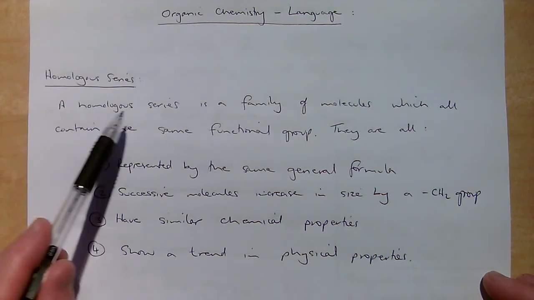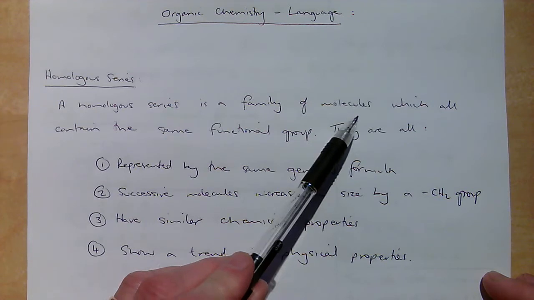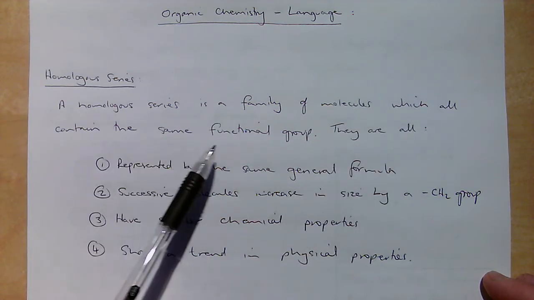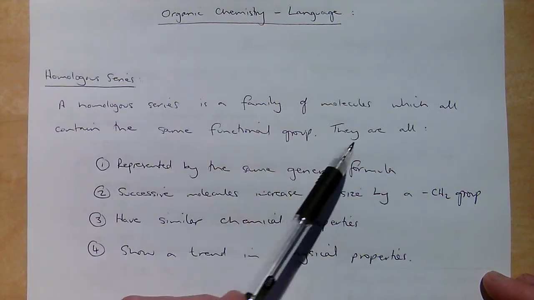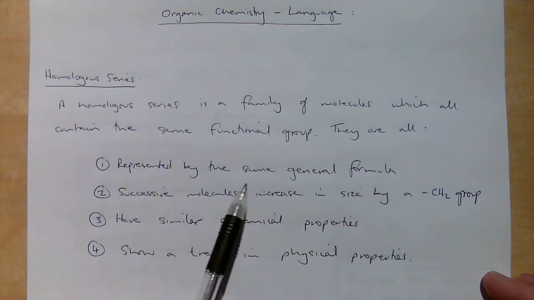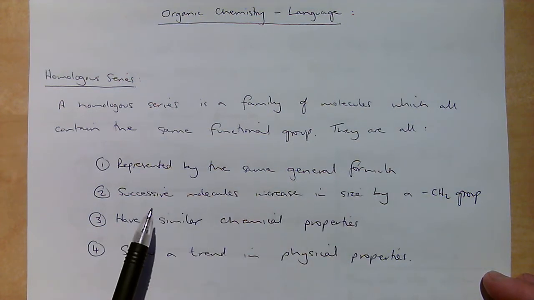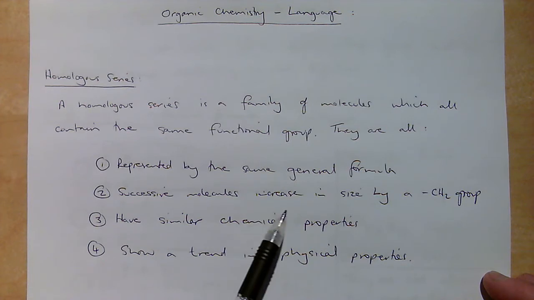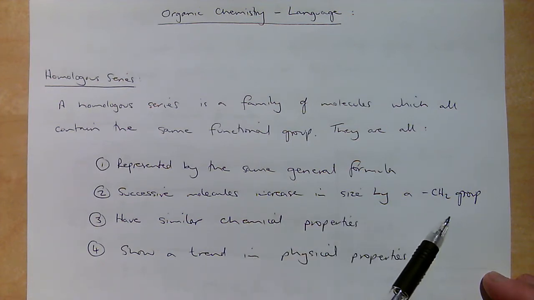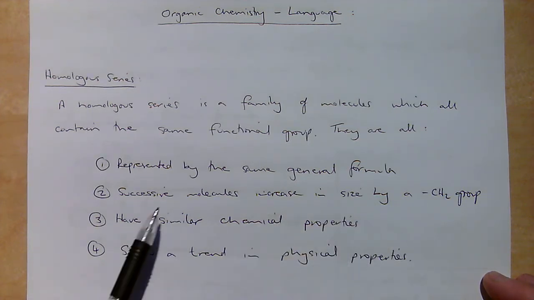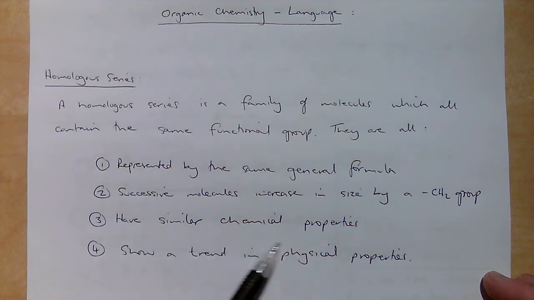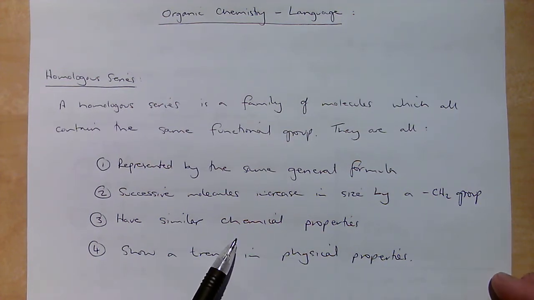A homologous series is a family of molecules which all contain the same functional group. They are all represented by the same general formula. Successive molecules increase in size by a CH2 group. They have similar chemical properties, and that word similar is very, very important, because they've got the same functional group, so they tend to carry out the same chemical reactions.